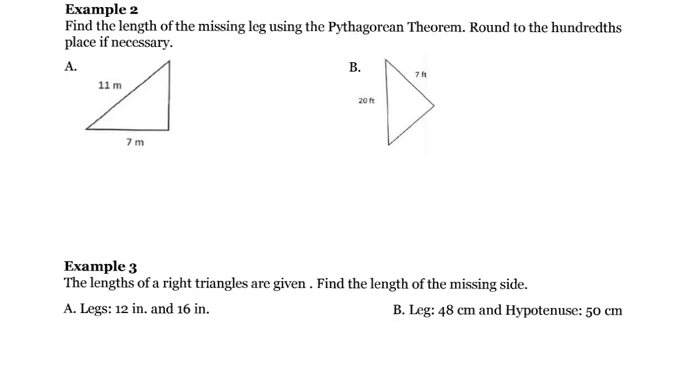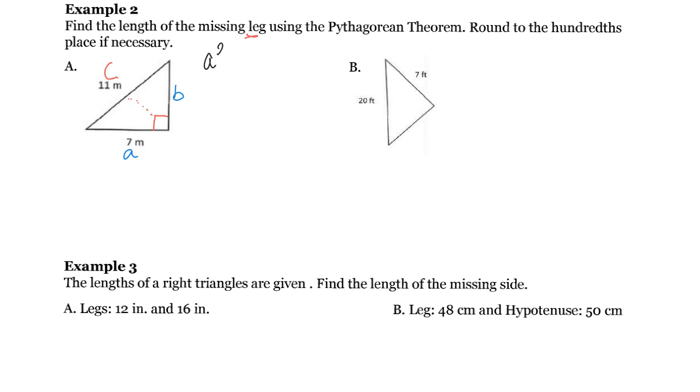Okay, so in example 2, now we have that we're finding a leg. So, again, we have to find our hypotenuse first, since we always label. This is our hypotenuse. Doesn't matter which you label as A or B. I always choose A as the one that's filled in, but it doesn't really matter.